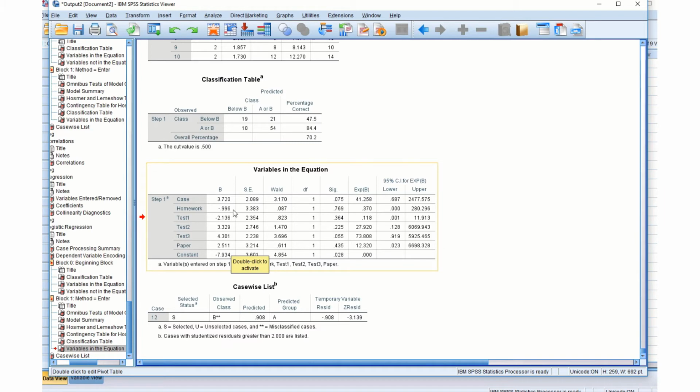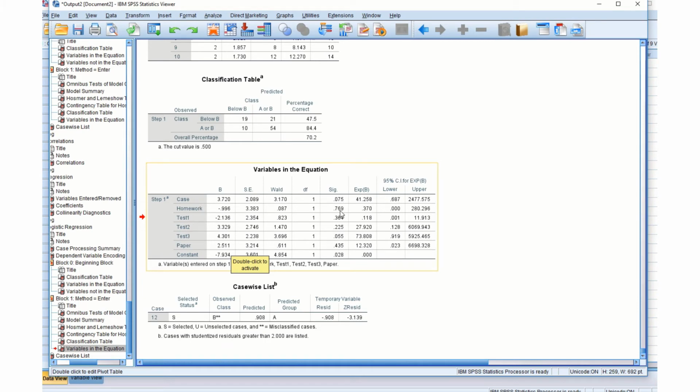We have a constant, and then we have these numbers here. Now, some of these we may not use because they're not significant. So case, it looks like it would, and let me add that these significance levels can be a little soft. So 0.075 we would use. We would use that in the model.